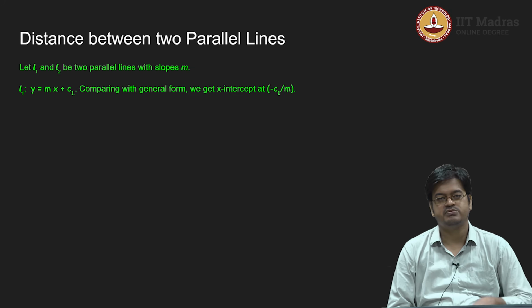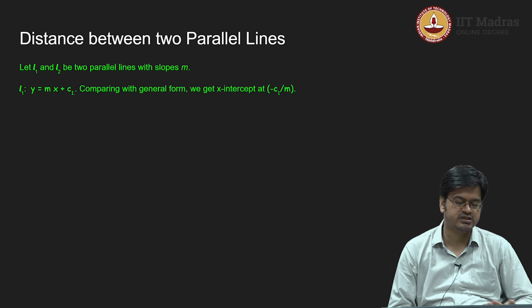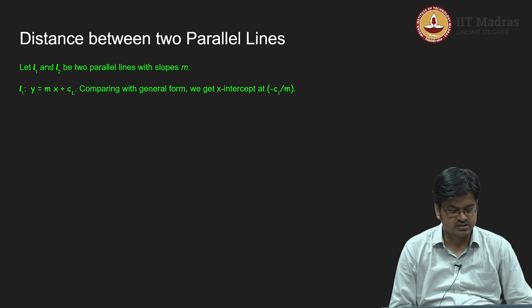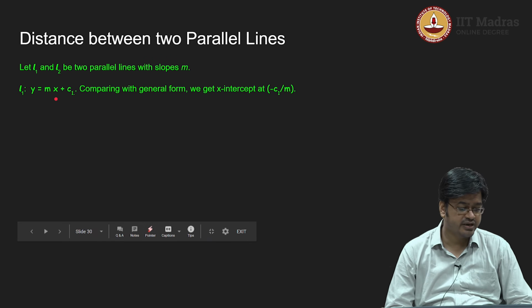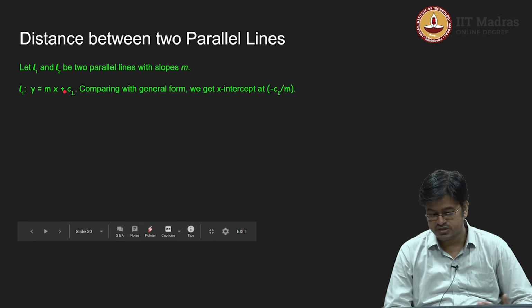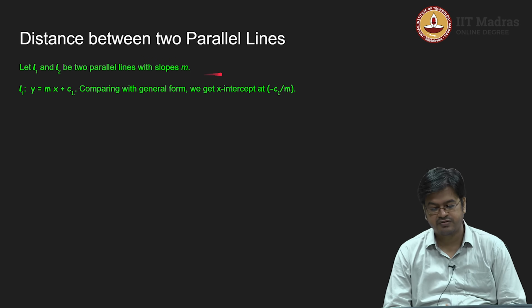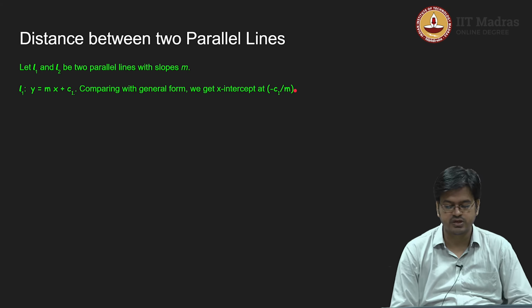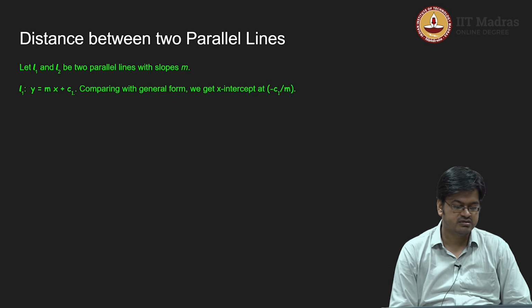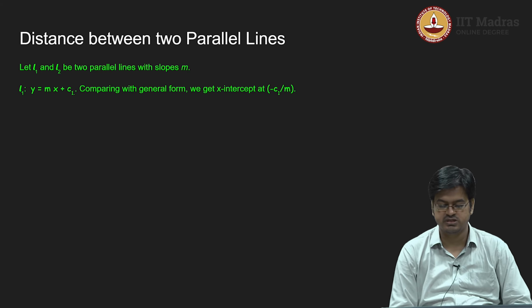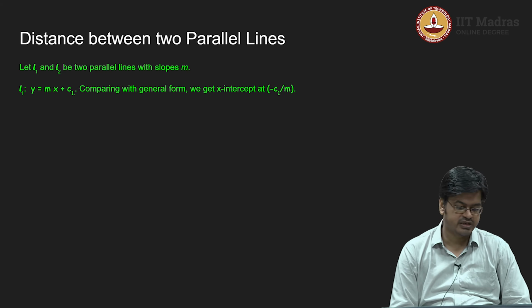Now, I want to use the previous concept that I have introduced, distance of a point from a line. So, I will first identify this with x intercept. So, what will be the x intercept in this case? If you identify this line, it is very easy to see. Go back to the general form and figure out that x intercept is minus c1 by m, because b is equal to 1 here, a is equal to minus m, and capital C is equal to minus small c1.